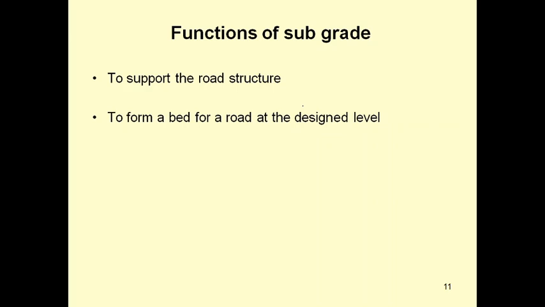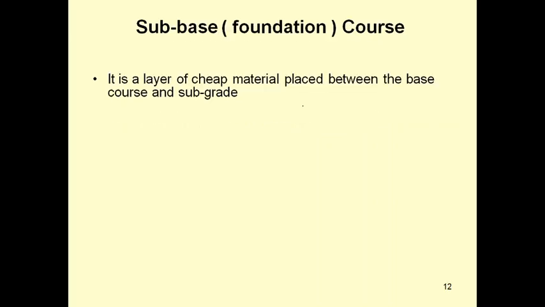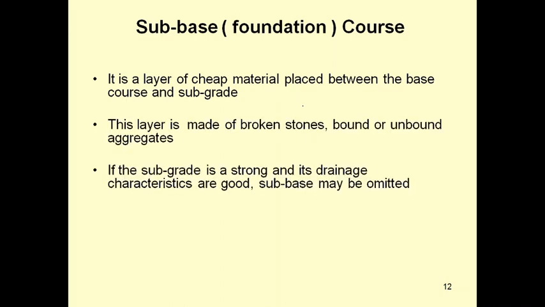Next is the subbase. It is a layer of cheap material placed between the base course and the subgrade. This layer is made of broken stones, bound or unbound aggregates. If the subgrade is strong and its drainage characteristics are good, the subbase may be omitted.